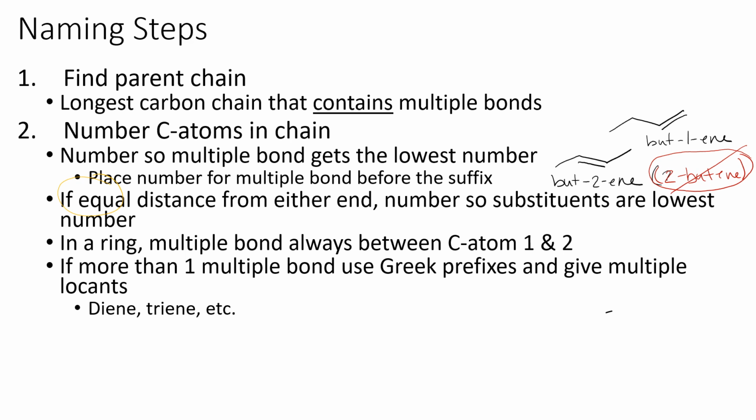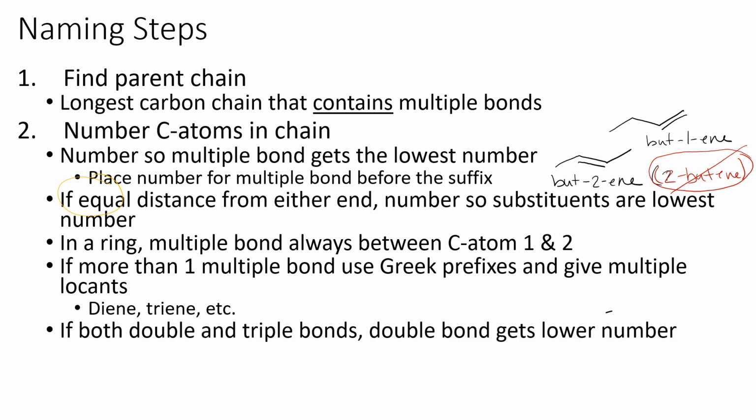If more than one multiple bond is found within the structure, once again, we will use Greek prefixes to tell, and we will give multiple locants. So if we have 2 double bonds, it would be a diene. If we have 3 double bonds, it would be a triene. If we had 2 triple bonds, it'd be a diyne. We would use those Greek prefixes to tell you how many, but then we would also need to include that many numbers as well, that many locants.